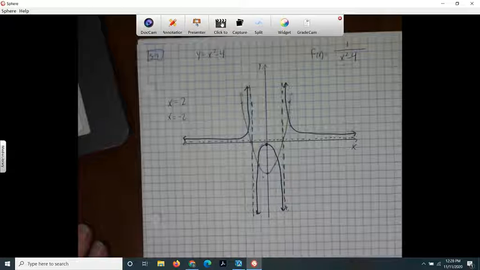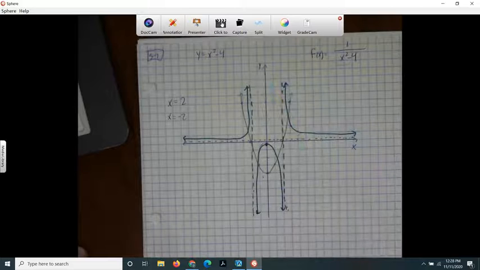Okay, your answer key is wrong in this case. I think they graphed the wrong graph. I think they graphed negative x squared minus 4 or something. They graphed a different graph in your answer key.